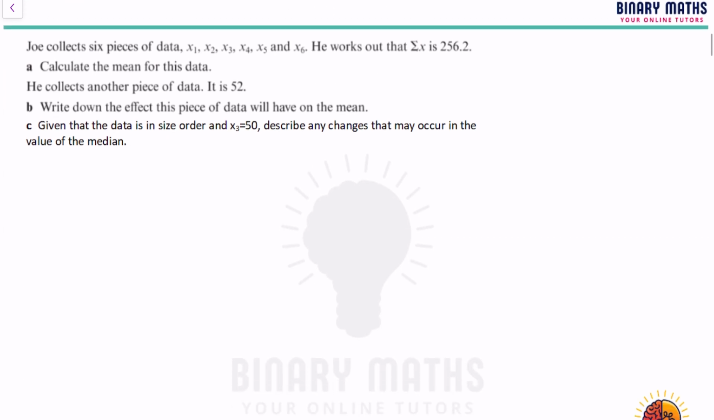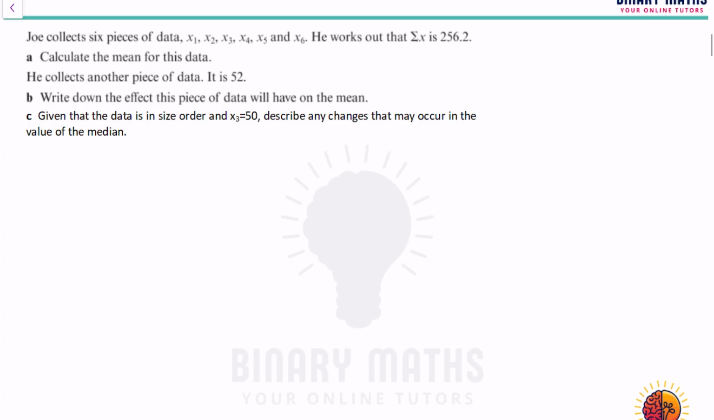Okay, next question. Joe collects 6 pieces of data, x1, x2, x3, x4, x5, and x6. He works out sum of x is equal to 256.2. Calculate the mean of this data. So A, the mean of the data is x bar, which is sum of x over n, which is 256.2 divided by n, the number of data, which is 6, which is equal to 42.7.